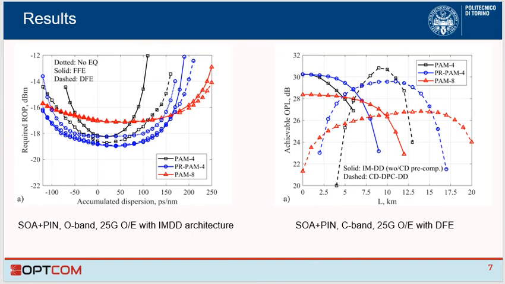SOA plus PIN with DFE but in the C-band. By applying CD-DPC, an optical path loss equal to 29 dB can be achieved by using PAM4 in a range from 7 to 12 km, and from 7 to 14 km for partial response PAM4.